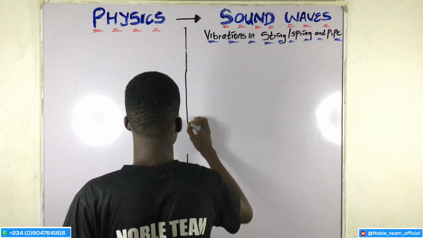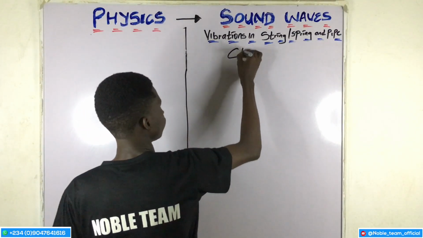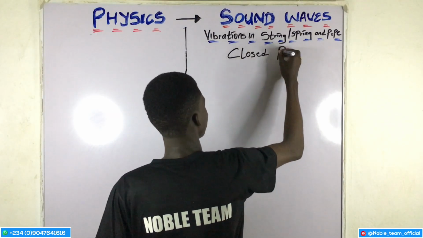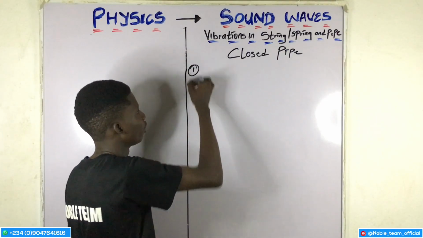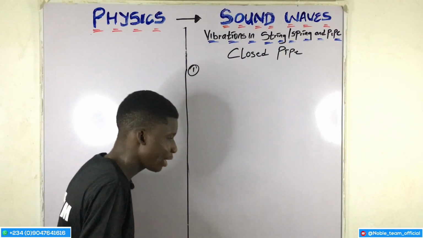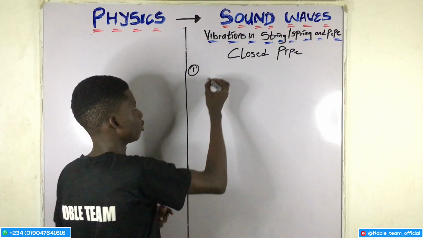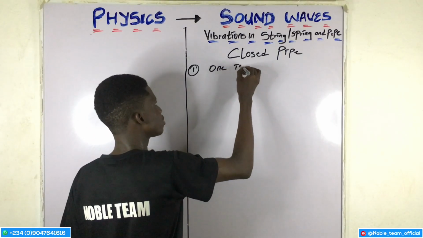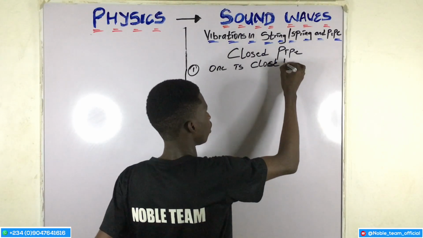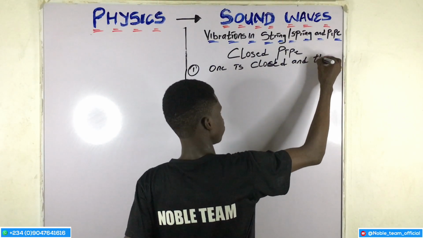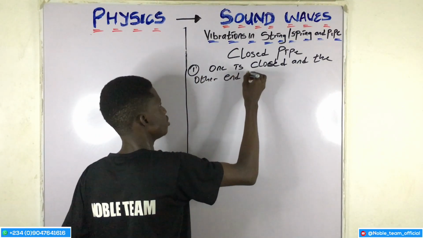Let's talk about closed pipe. Now when you talk about closed pipe, point 1, closed pipe is a pipe where one end is closed and the other end is open.